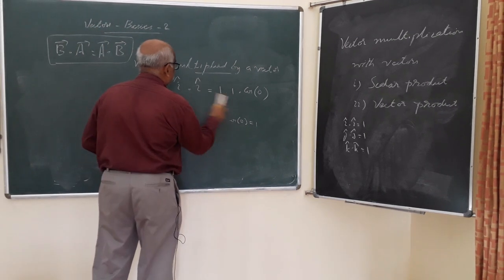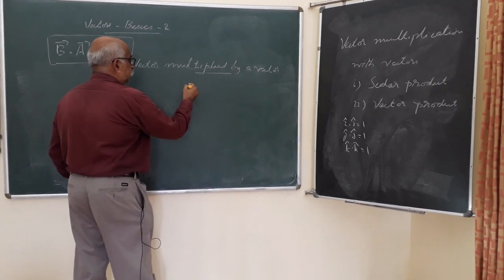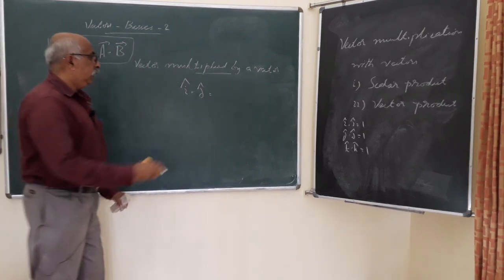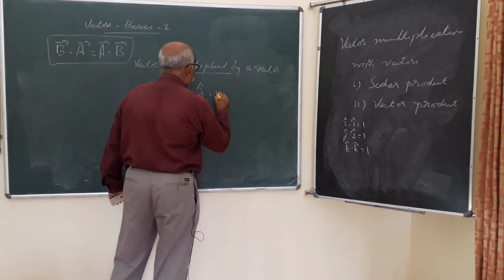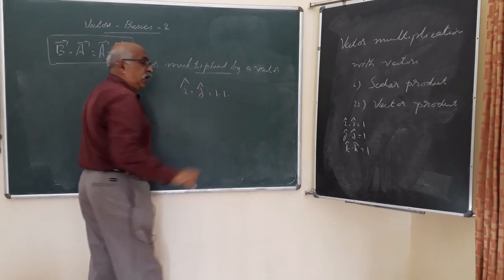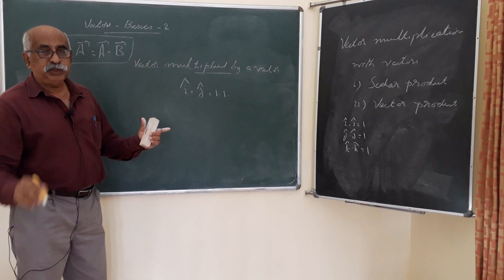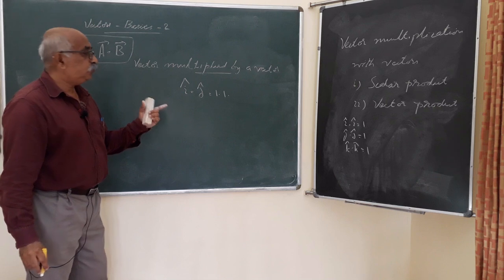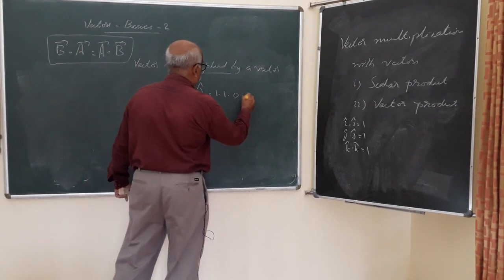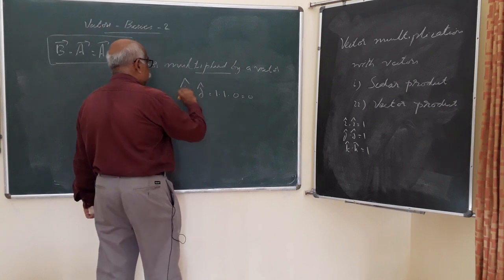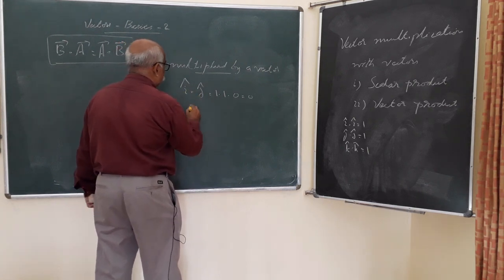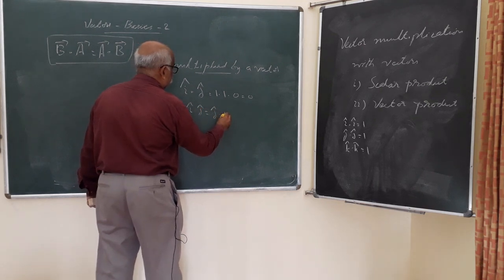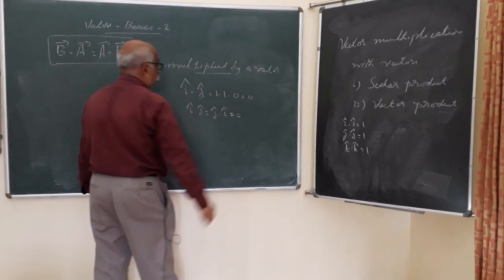Now what about I dot J? Again, applying the same rule, 1 times 1 times cosine of the angle between the two. The angle between I and J is 90 degrees. Therefore, cos of 90 is 0. Similarly, I dot J is equal to J dot I. Both are 0. I dot J is equal to J dot I is equal to 0.